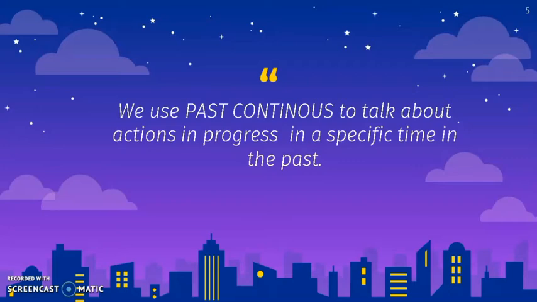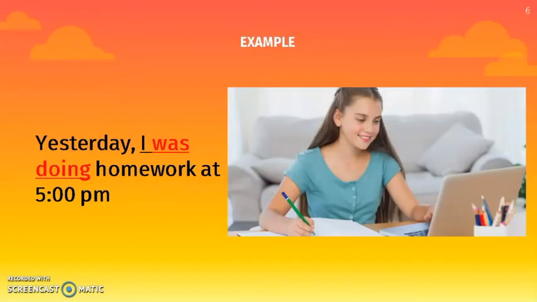Usamos el pasado continuo para hablar de una acción que estaba pasando en un momento específico del pasado. Esa acción estaba en progreso, es decir, se estaba realizando en ese momento. Por ejemplo, yesterday I was doing homework at 5 p.m. So she says that at 5 p.m. she was doing that action. A las 5 de la tarde yo estaba haciendo tareas ayer. Es una acción que se desarrolla en el pasado en un momento específico y que está en proceso. En este caso, ella estaba haciendo tareas.